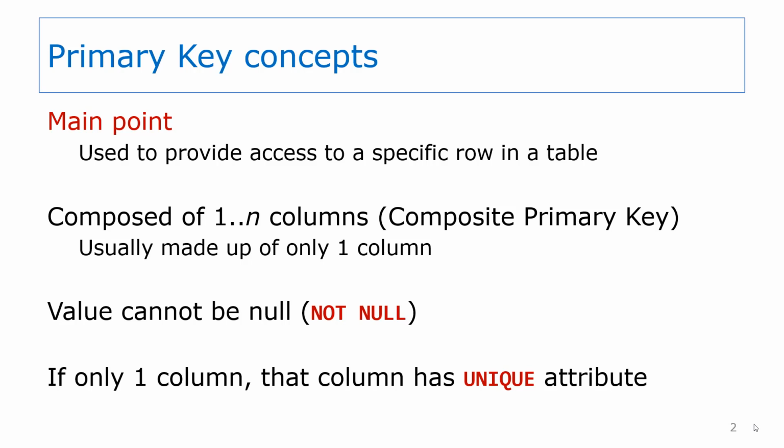In actual practice, most tables are designed so that there is only one column that is designated as the primary key. When you designate a column as a primary key, it is assigned the not null attribute. That means that when a row is inserted or updated, the column must have a value. If the primary key has only one column, the unique attribute is applied to the column. For a composite primary key, the columns do not have to have the unique attribute, but the value of the composite key, meaning all of the column values together, must be unique.